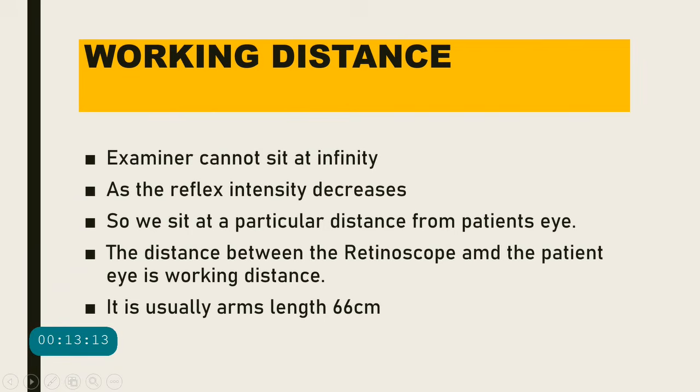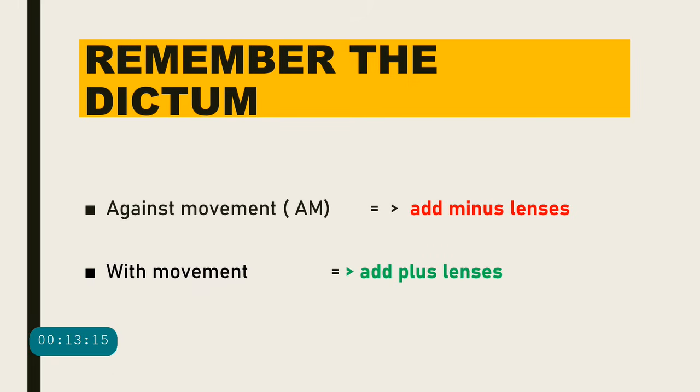Okay, next. Now, there is an important dictum that you have to remember, and the dictum is: whenever you get an against movement, you have to add minus lenses to reach the neutralization. However, when you get with movement, you have to do vice versa. That means you have to add plus lenses. So let me tell you why we do that.